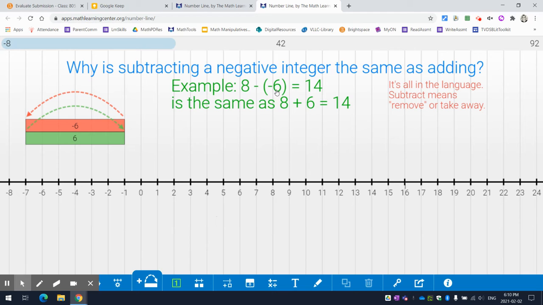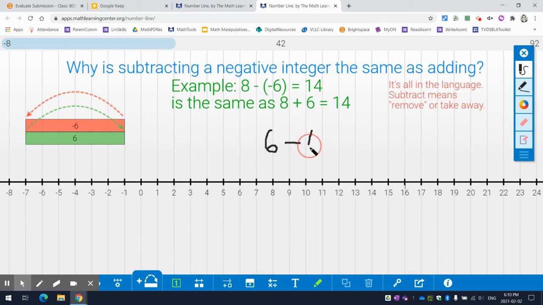You can consider this negative like debt. This means that we are removing debt. So let's take a look at what we do know, what we should all be able to understand very clearly. That if I have 6 and I want to remove 6, what would that give me? You're right, that is 0.